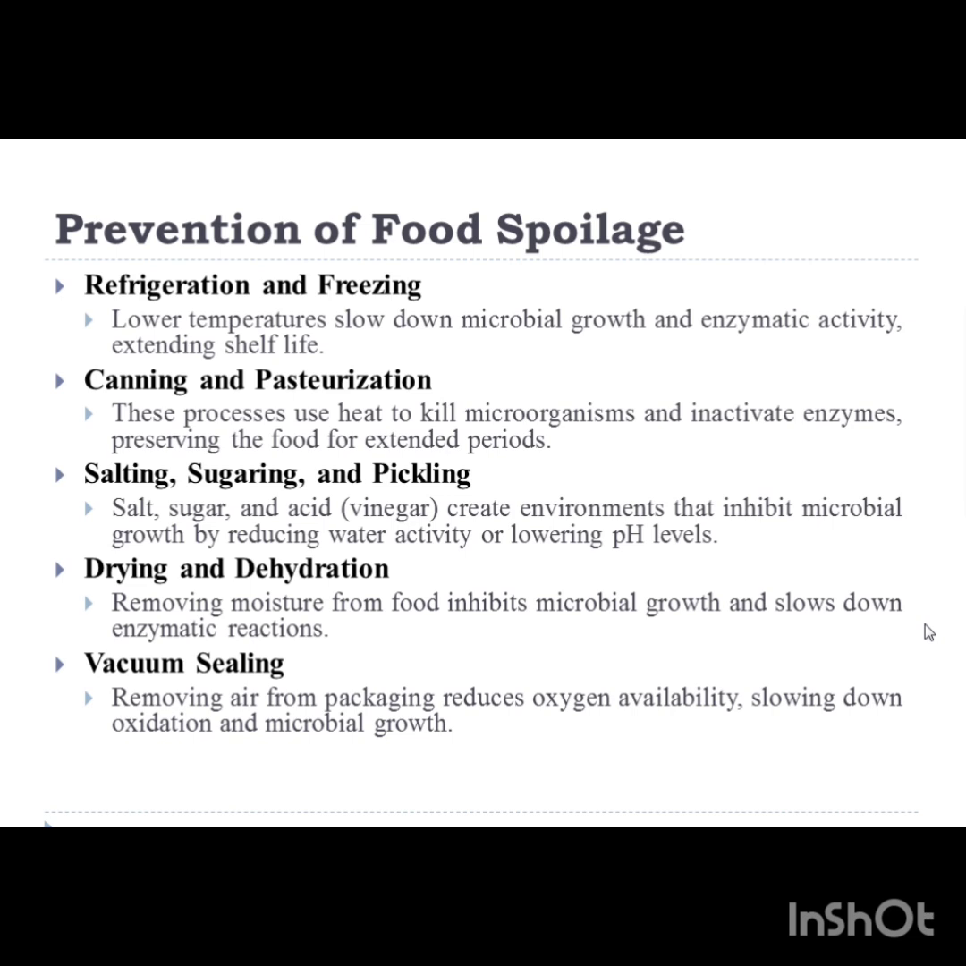Salting, sugaring and pickling. All these help in reducing the water or lowering the pH, which will help in preserving the food and will prevent food spoilage. Drying and dehydration, as if we are drying the product, then the moisture content is removed to an extent which will inhibit the growth of the microorganisms. Vacuum sealing, if it is vacuum sealed, then there is no oxygen availability, which will prevent the spoilage.